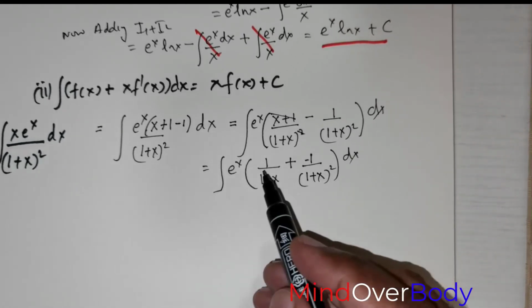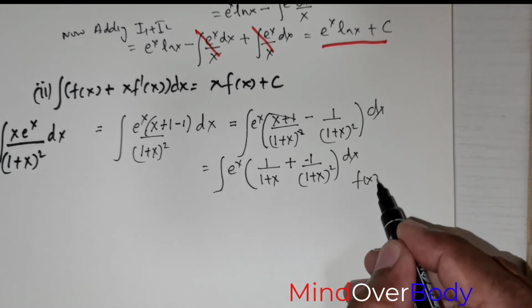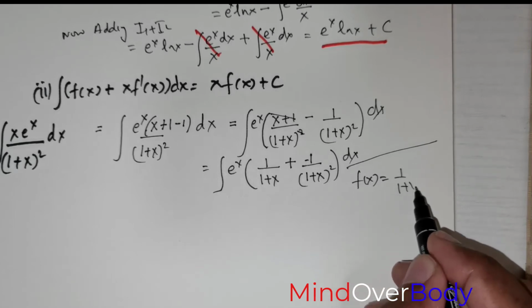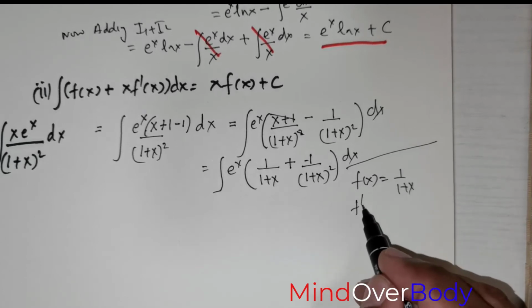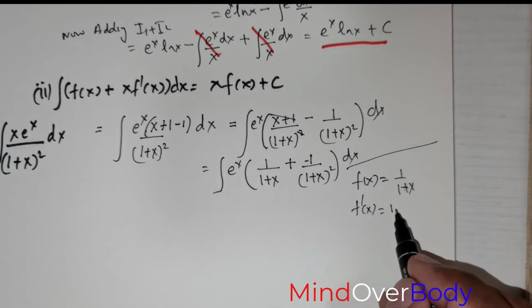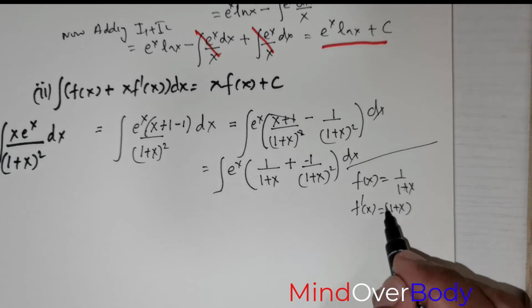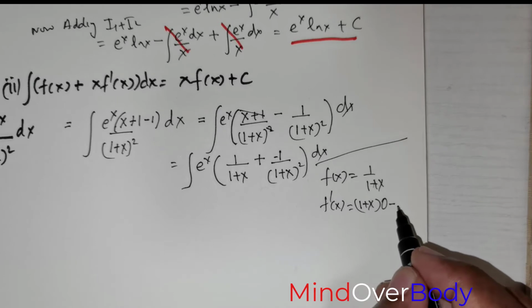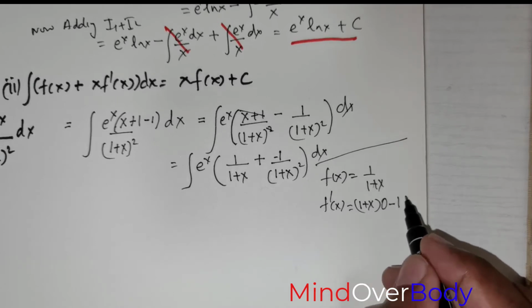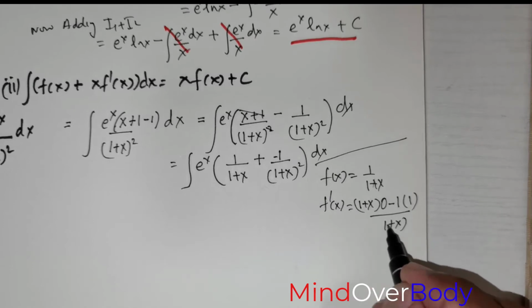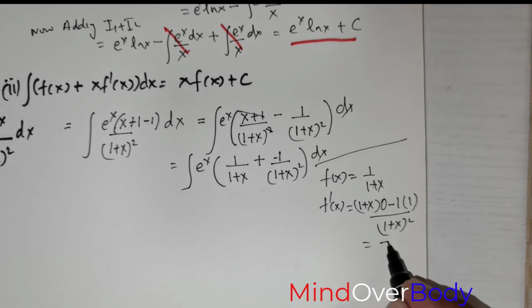Now if I were to take this as f of x, this is for your understanding, and that is 1 over 1 plus x. If I take the differentiation of this, I would use the u over v formula. So it's going to be (1 plus x) times the differential of 1, that's going to be 0, followed by a negative sign, and 1 times the differentiation of 1 plus x, which is 1, divided by (1 plus x) raised to the power of 2. So this is equal to negative 1 over (1 plus x) raised to the power of 2.